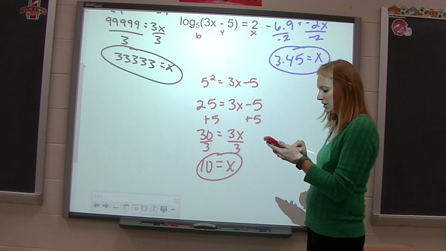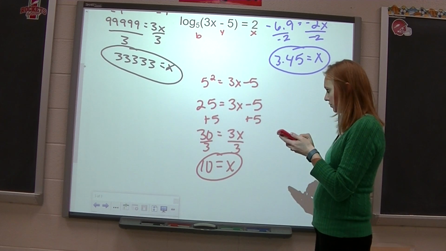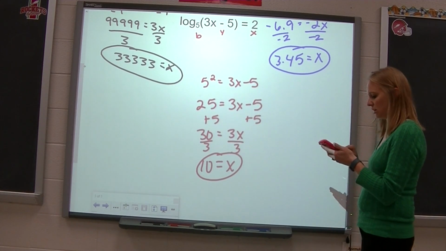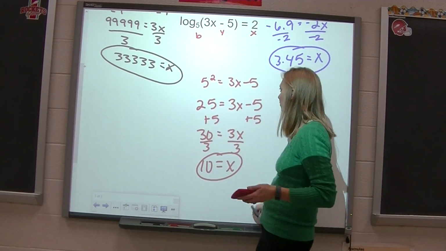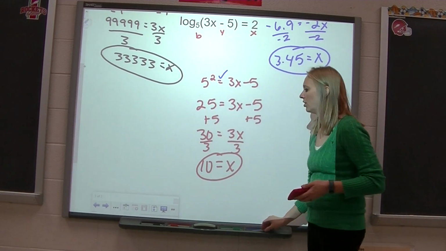In this case, I know it's right. So 5 squared is 25, and 3 times 10 is 30. 30 minus 5 is 25. 25 equals 25, so it checks out here. So we're good.